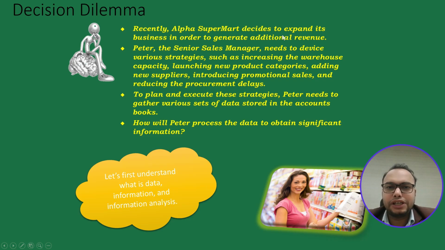Recently, Alpha Supermart decided to expand its business in order to generate additional revenue. Obviously, guys, all companies are looking for additional revenue, all companies are looking for profit. Peter, the senior sales manager, needs to devise various strategies such as increasing the warehouse capacity, launching new product categories, adding new suppliers, introducing promotional sales, and reducing the procurement delay. To plan and execute these strategies, Peter needs to gather various sets of data stored in the accounts book.